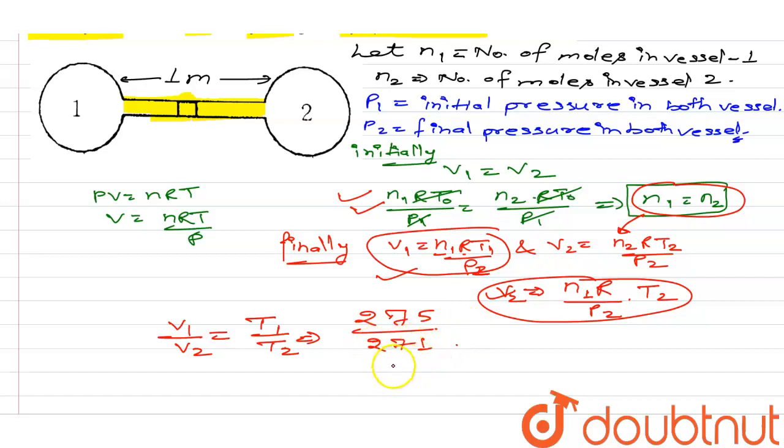And one more thing, air is in the tube of length 1 meter and some diameter, and mercury is placed here. So we have to add this area also. So we can write V1 plus V2, that is V0, plus lambda A.